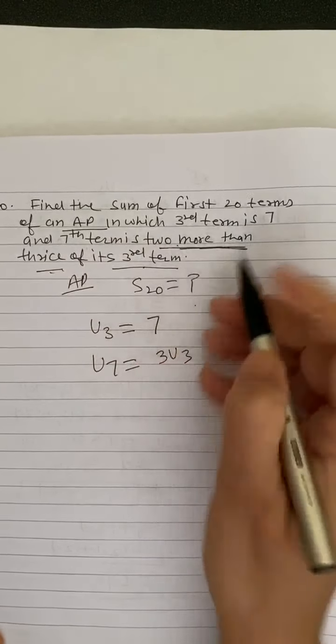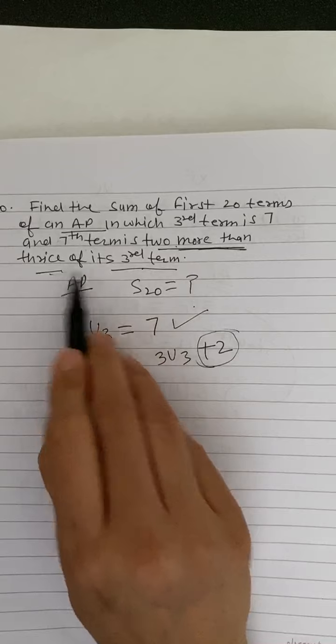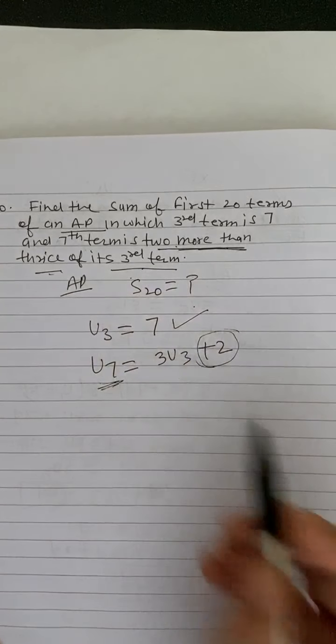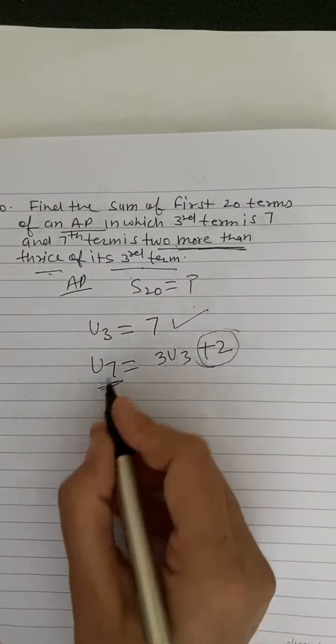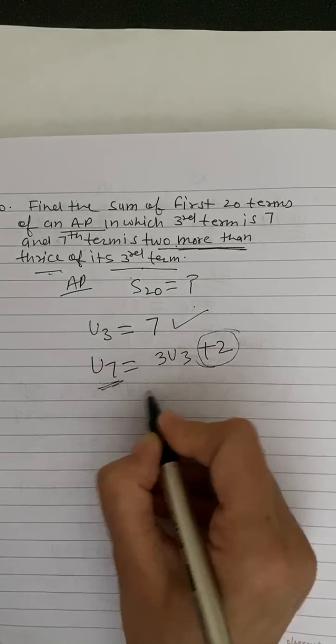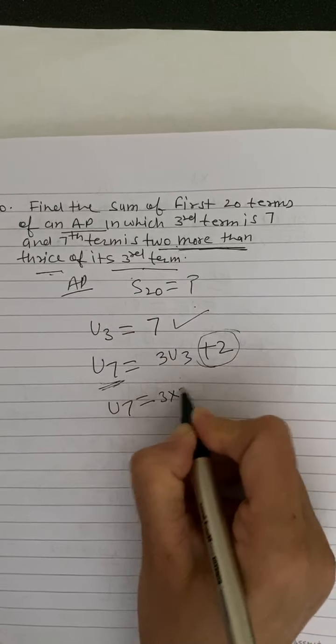So what is given here? The arithmetic progression. You have to find S20, and the condition is the third term is 7. So we have u3 is 7. And then the 7th term, u7, is 2 more than, so plus 2, thrice of its third term. So 3 times u3, and you have to find S20. So now that means u7 is equal to 3 times 7 plus 2.